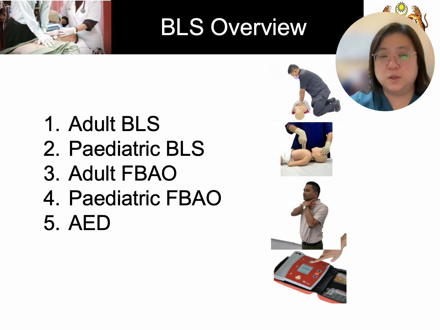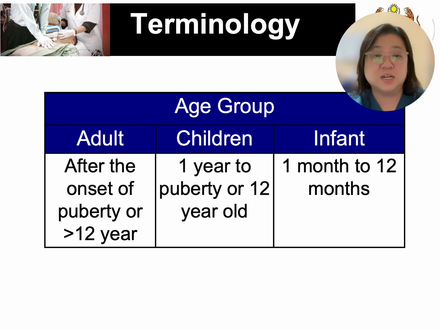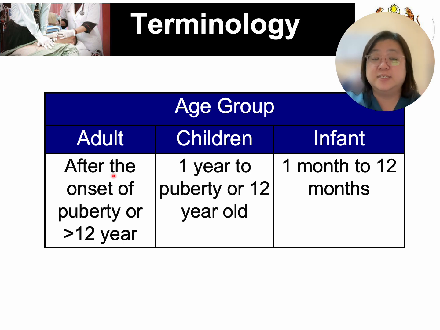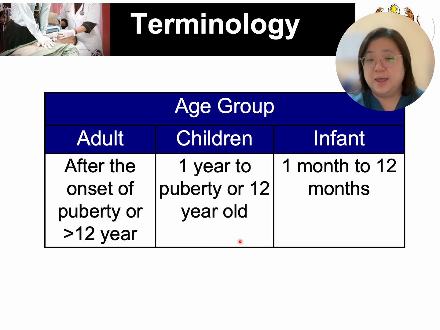so we will go into BLS. Okay, so before we begin, just a little bit of terminology. Here when we speak about adults, we are talking about any age group after the onset of puberty or after 12 years old. Children would be 1 year to puberty or 12 years old, and infant is 1 month to 12 months old. Okay, 1 month to about 1 year old.